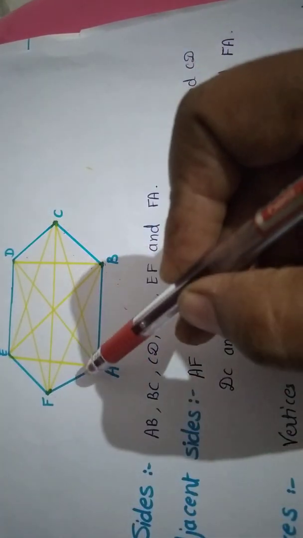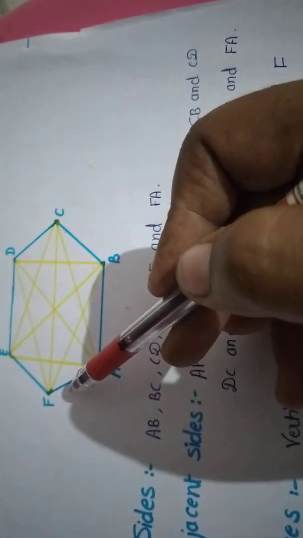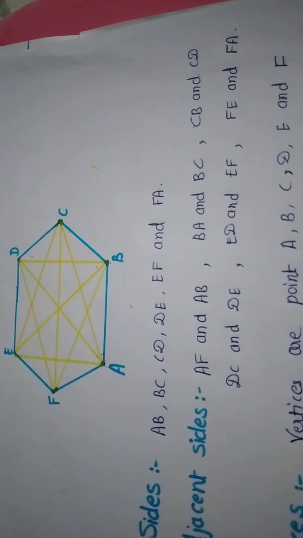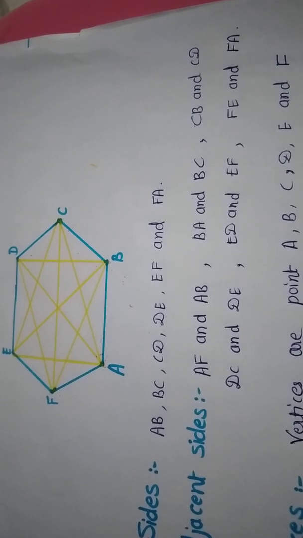Now angles. How many angles? That we have also discussed. Angle A, angle B, angle C, angle D, angle E and angle F. These are the angles of the polygon.